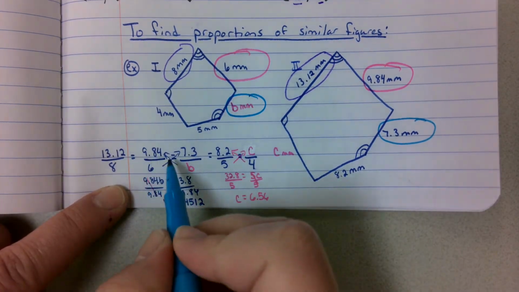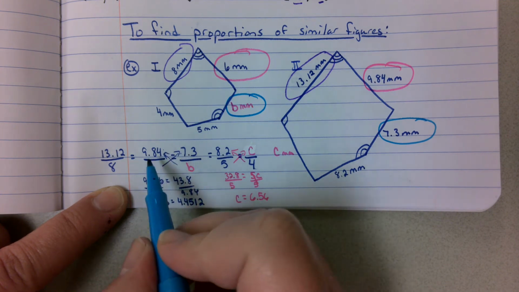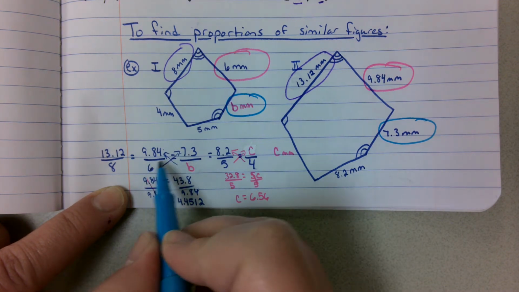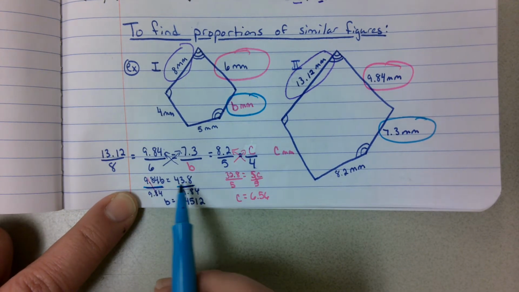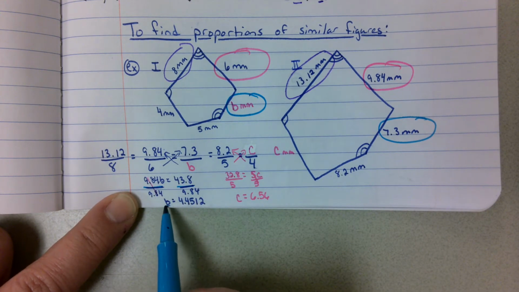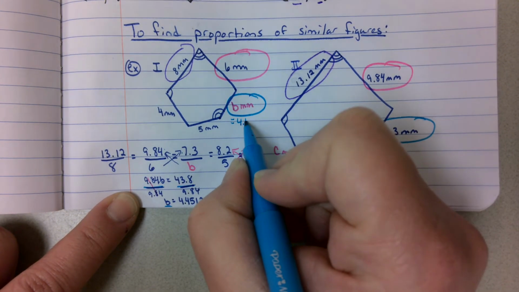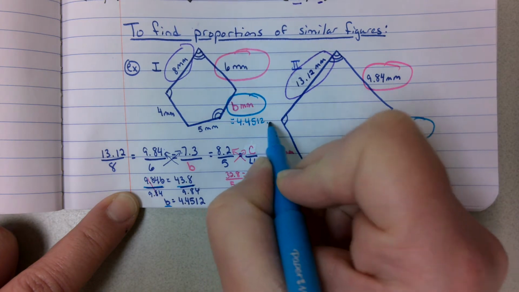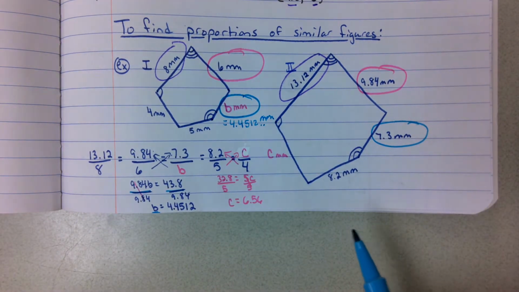To find that, I take this proportion, I cross multiply. 9.84b is equal to 6 times 7.3 is 43.8. And then I divide both sides by 9.84 to isolate b and find that this right here is equal to 4.4512. And it keeps going millimeters, but we would just estimate that.